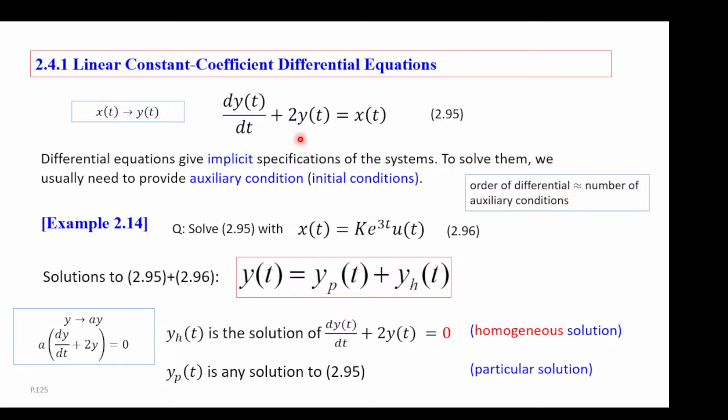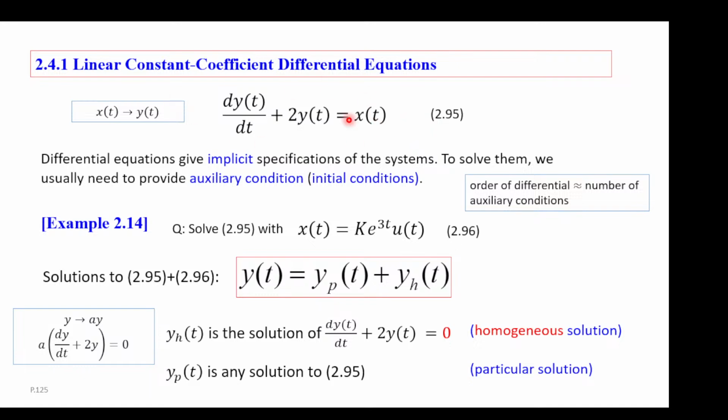That means that here you see this differential equation. This is just an example: dy/dt plus 2y(t) equals x(t). This is an equation relating y and x, and you can put an x here, but you still need to solve something to give y. So the relationship between x and y here is implicit. It means that you need to do some solving here.